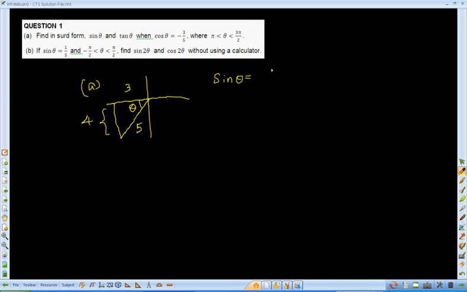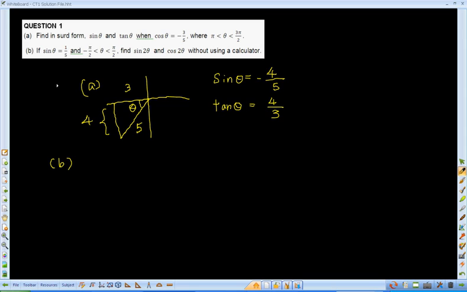And so sine theta is clearly negative 4 over 5, negative because of the third quadrant, and tangent theta would be 4 over 3, right? And how about part B here?